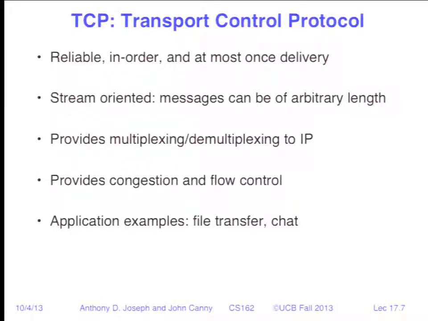All right? And then you also get congestion and flow control. So congestion control is how we deal with the fact that, for example, if we're using a wireless network, it could be very crowded. And we want to fairly share that bandwidth across all of the different users of the network. So TCP tries to be fair when it's using the network.